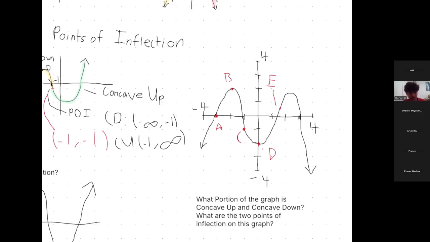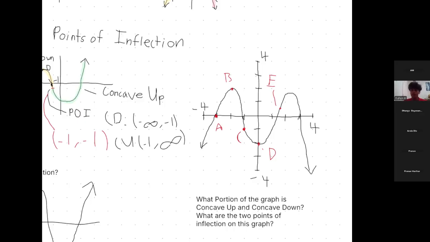So negative infinity to C, the rate of change is decreasing. So it's concave down. And then after C, the rate of change starts increasing. So C to D, it's increasing, and then D to E, it's increasing again. And then at E again, it starts decreasing.